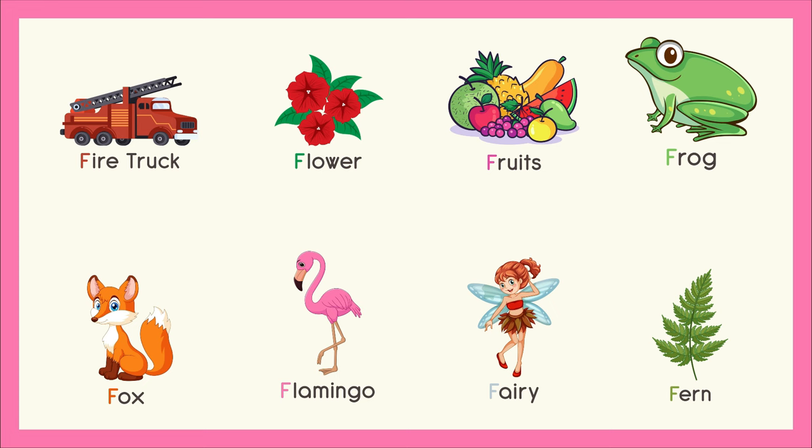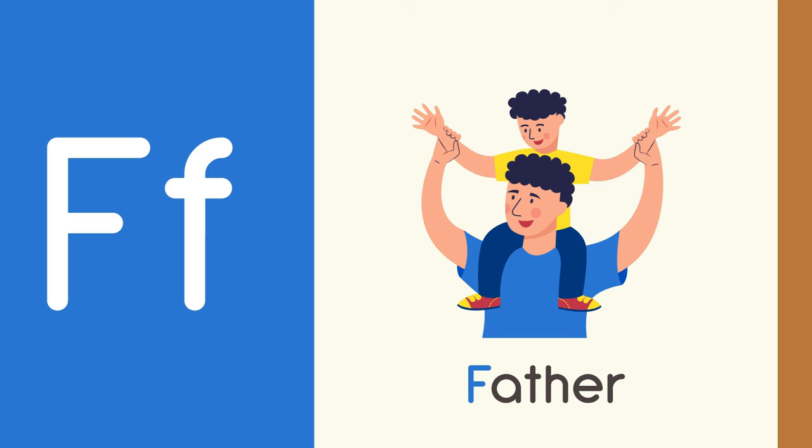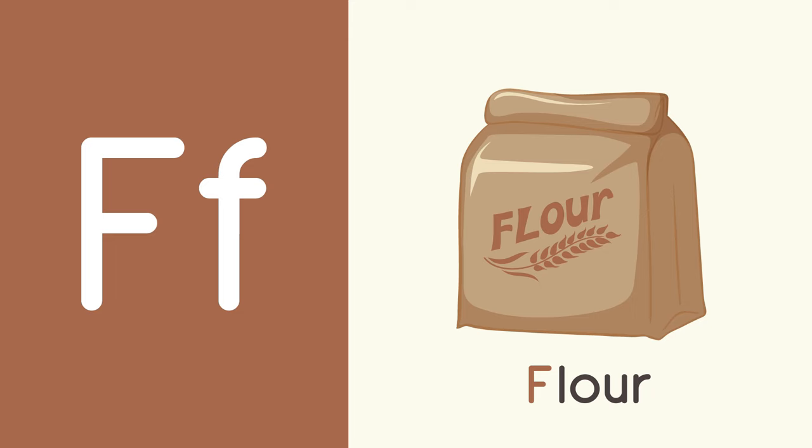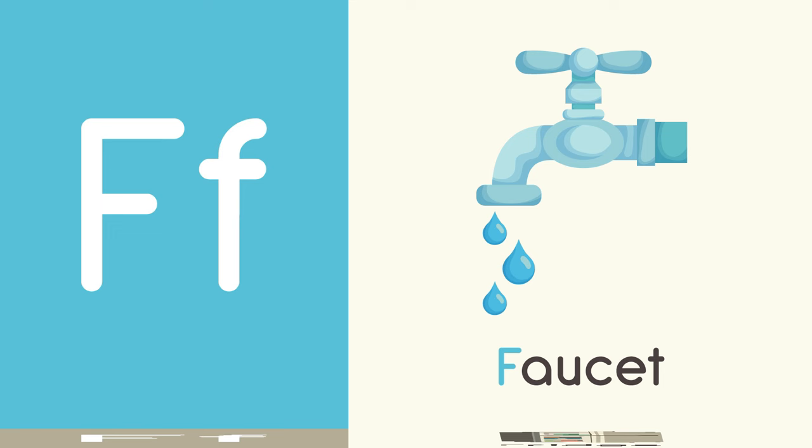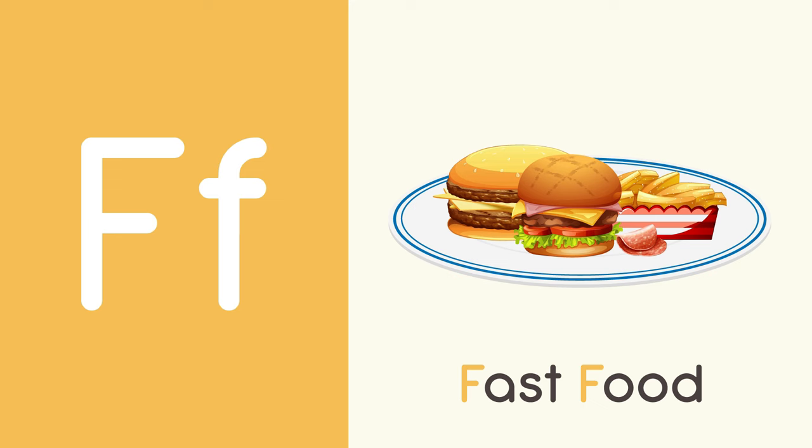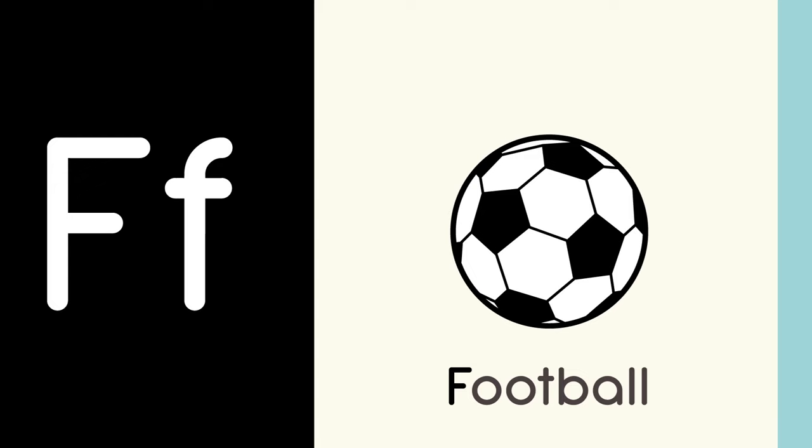F is for fence. F is for father. F is for flower. F is for fridge. F is for faucet. F is for fast food. F is for fountain. F is for football.